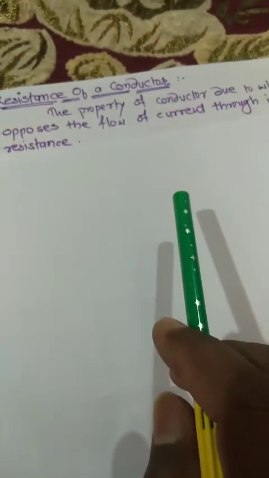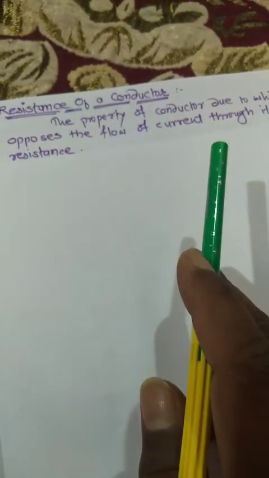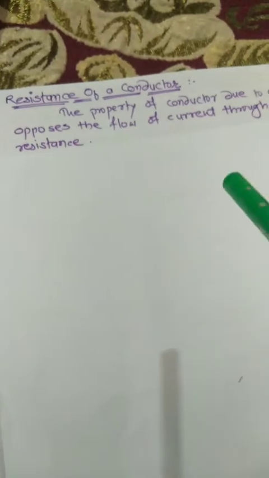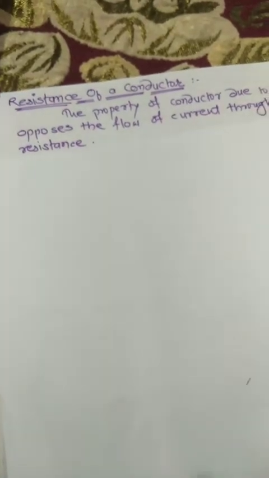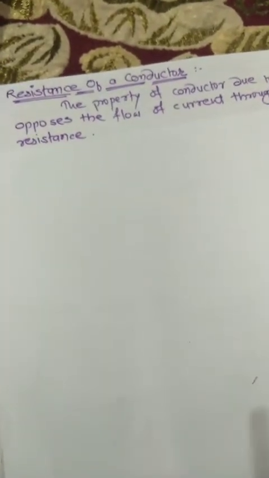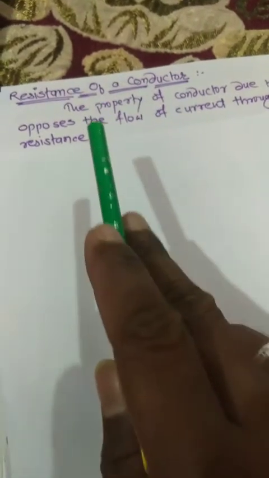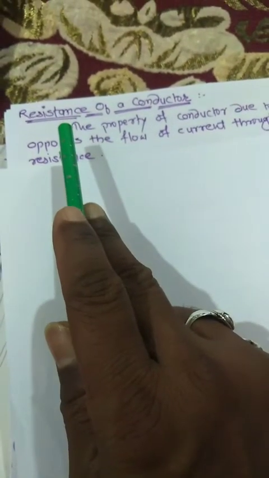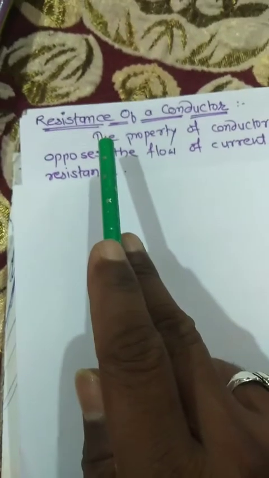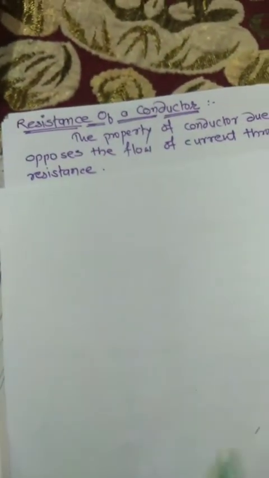Everyone knows the current flowing through the conductor. So the property of that conductor to oppose the flow of current is called resistance. Through Ohm's law we derived the formula for resistance, R equals V by I.